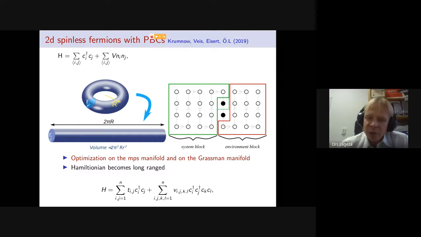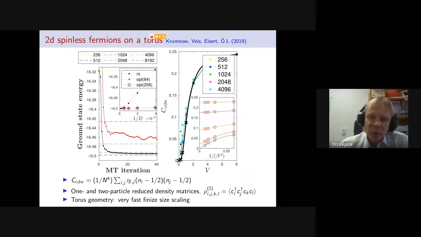But if we do the optimization on the matrix product state manifold and on the Grassmann manifold, so that we also allow rotations on the orbitals, then this Hamiltonian can become long range so that we end up again with this quantum chemistry-like Hamiltonian. And that's actually the connection. So we can use the same quantum chemistry DMRG codes.